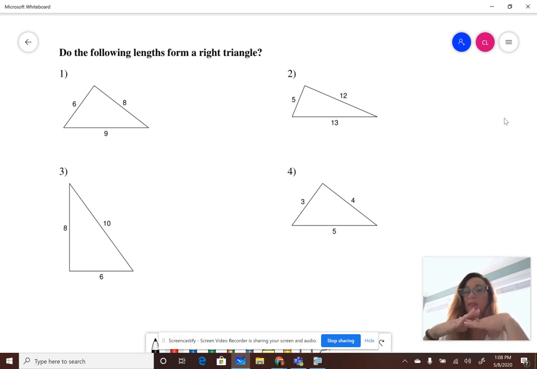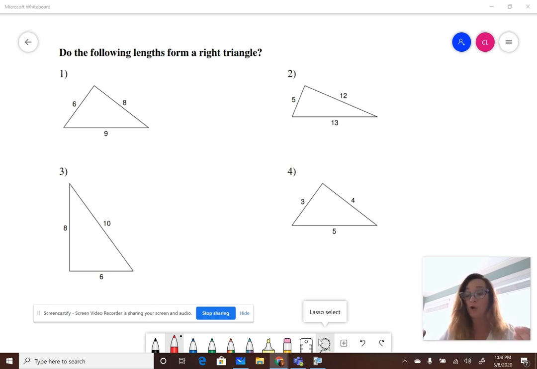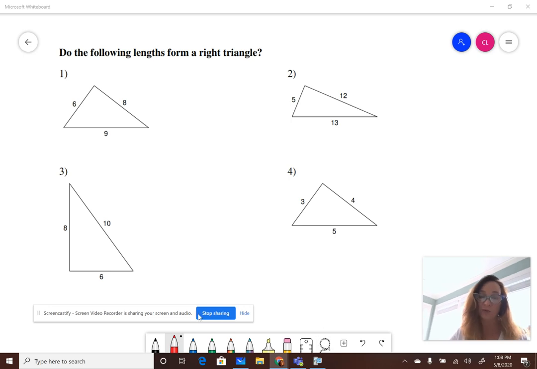All right. So basically, the Pythagorean theorem is a theorem that states if you have a right triangle, then the square of the leg plus the square of the leg is going to equal the square of the hypotenuse. There are basically two things they ask with this. They either ask you to show or prove that a triangle is a right triangle, which is the type of question I'm going to do first, or they ask you to find a missing side of a right triangle, which is the kind of question I'll do second.